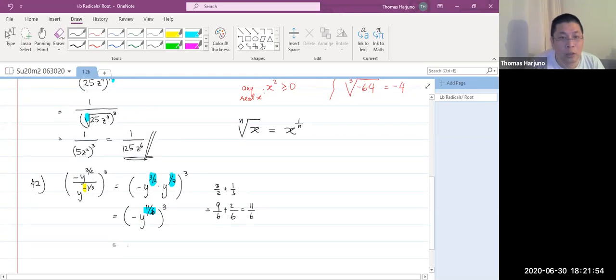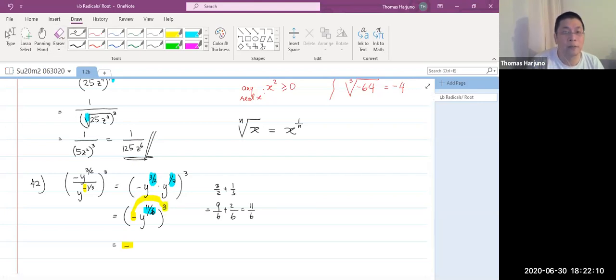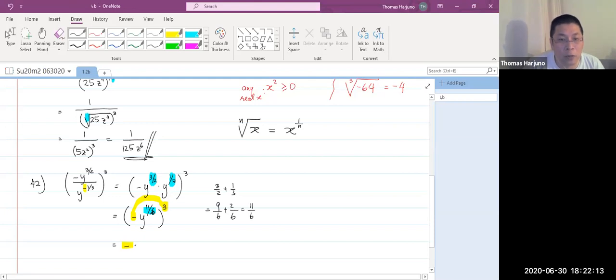And then this will be negative, since negative to the power of 3 is negative. Right? Negative to the power of 3 is negative. And then y to the 11 over 6 to the power of 3 is y to the 11 over 2. Okay.